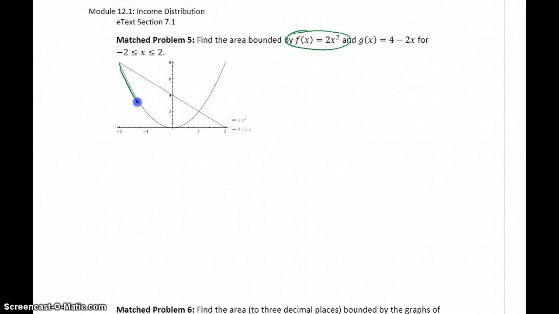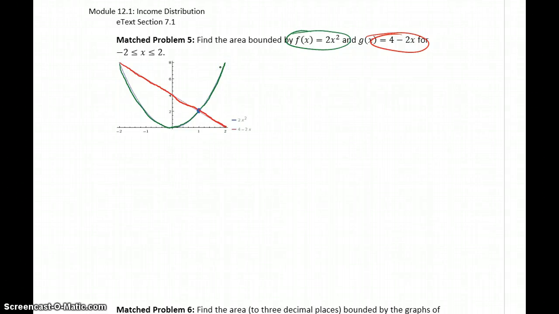So for the beginning part of this interval, our function 2x squared is taking on the smaller function values, and 4 minus 2x is taking on the larger function values. Then we hit this point, and that switches. G of x starts taking on the smaller function values, and f of x starts taking on the larger function values.